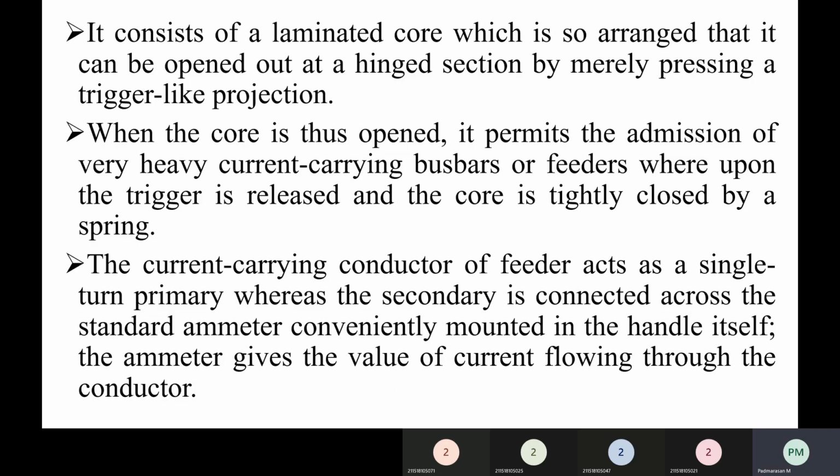So generally it consists of a laminated core, which is so arranged that it can be opened out at a hinged section by merely pressing a trigger-like projection. When the core is thus opened, it permits the admission of very heavy current carrying bus bars or feeders, whereupon the trigger is released and the core is tightly closed by a spring. So the current carrying conductor of feeder acts as a single turn primary, whereas the secondary is connected across the standard ammeter, conveniently mounted in the handle itself. So the ammeter gives the value of the current flowing through the conductor.